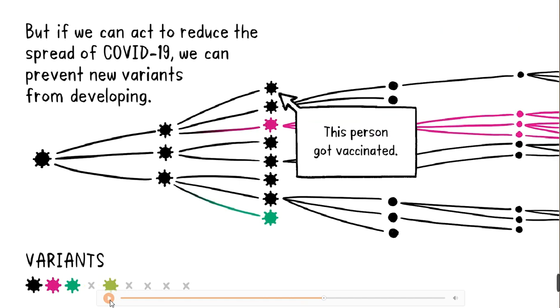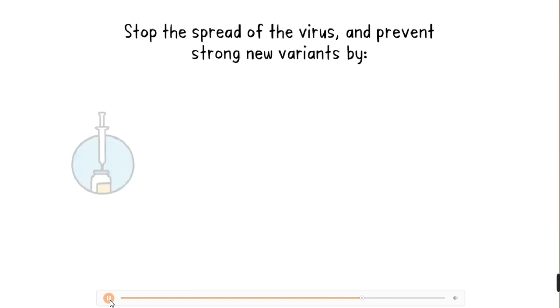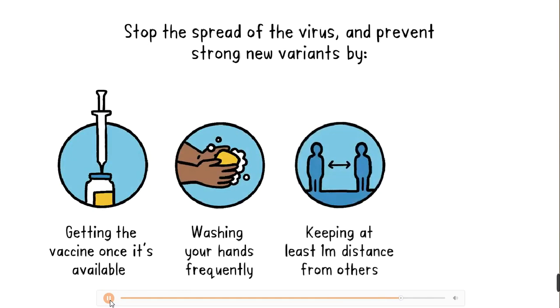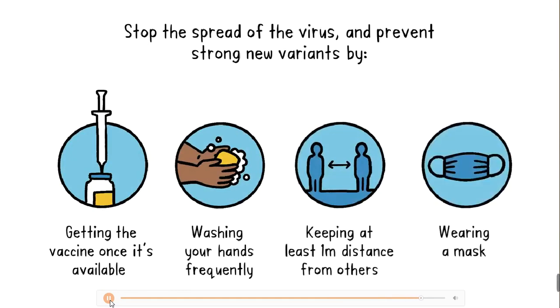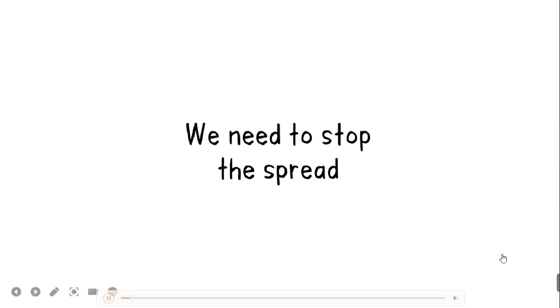Sometimes our body's immune system plus the coronavirus will produce some physiological changes, and a new variant will emerge. So get vaccinated and stop it. All these can stop the spread of new variants emerging. Get the vaccination at once when it's available. Wash your hands frequently. Keep at least 1 meter distance. Wear a mask properly. Okay, this is what we can do to stop the spread.